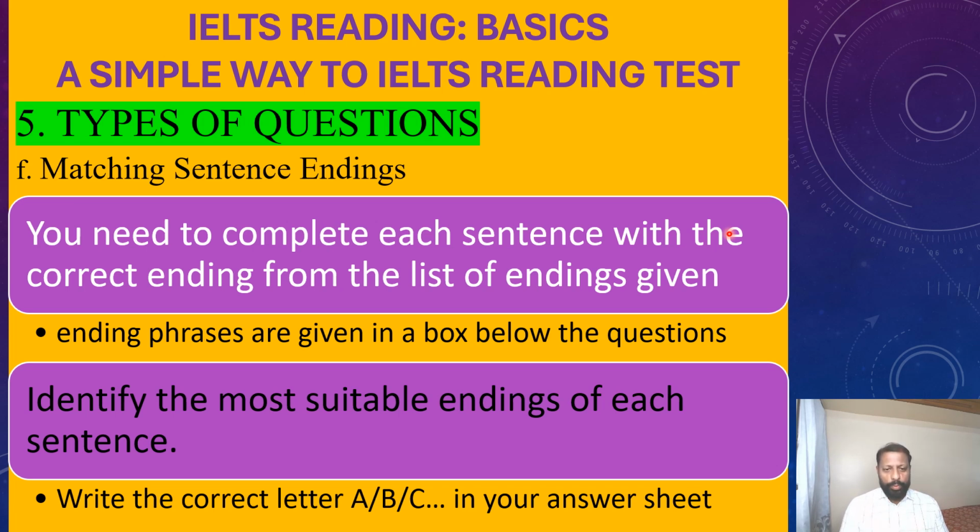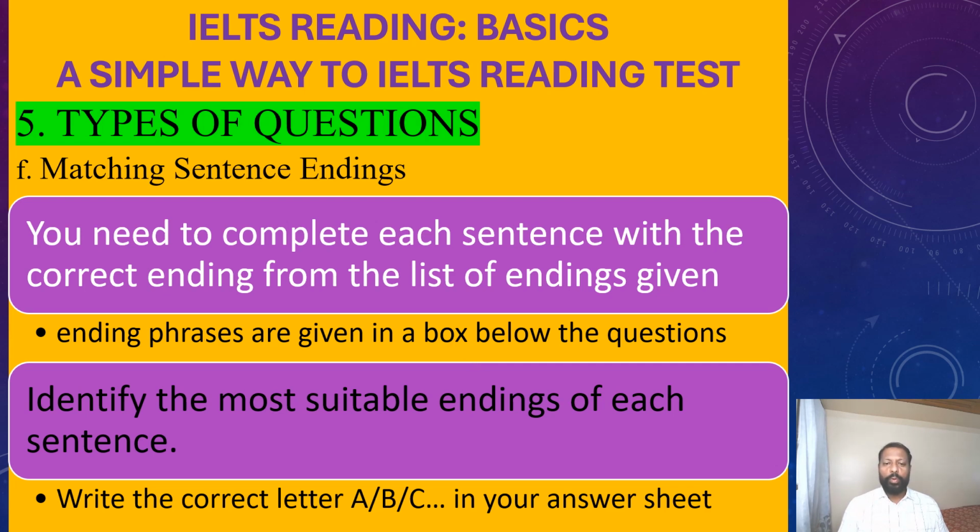So you have to read the question, then skim through the options available. Then you need to identify the answer after skimming the passage, and pick out the correct answer. So identify the most suitable ending for each sentence. You need to identify and select, then write the correct letter, like A or B or C, in your answer sheet.